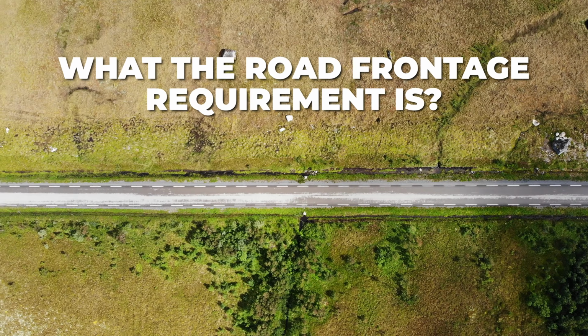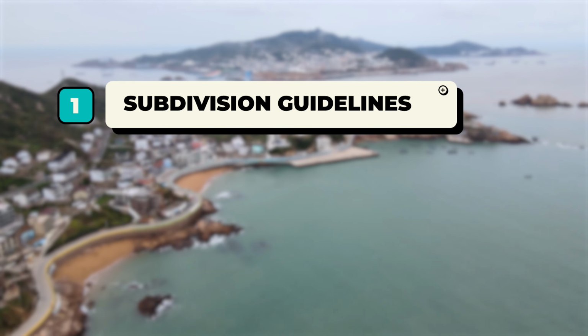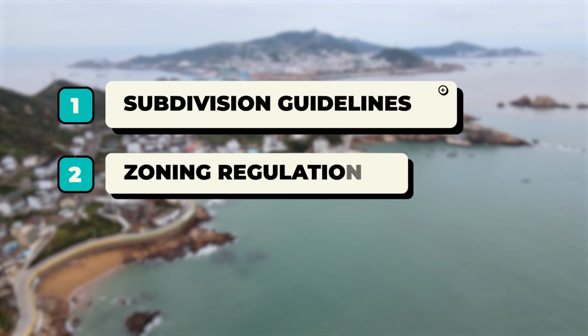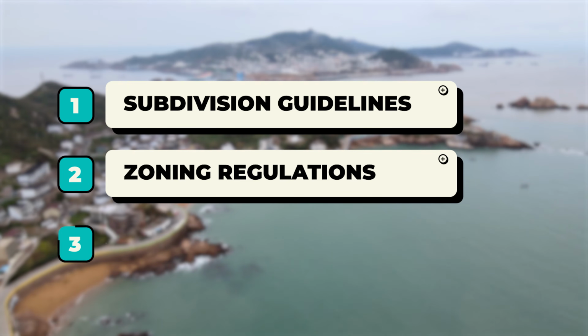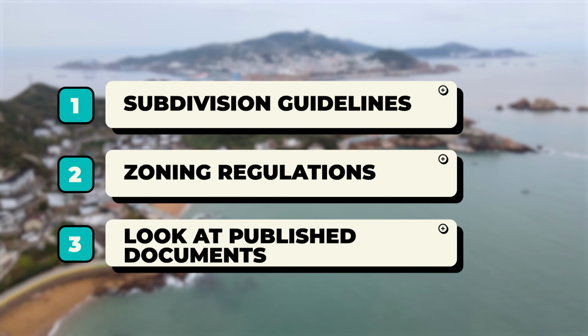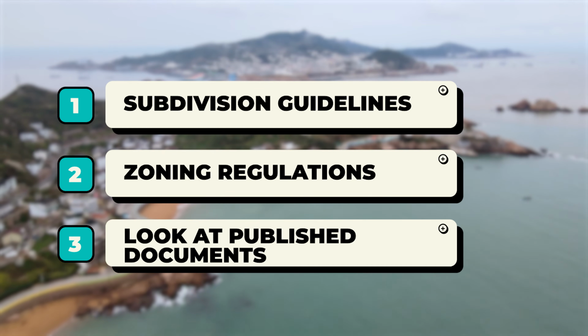And then where are you going to figure out what the road frontage requirement is? Well, as with a lot of things we're going to be talking about today, you're going to look at the county or the city or whatever municipality has approving authority for the property that you have. You're going to look at their subdivision guidelines and their zoning regulations. You're going to look at the published documents that they have put out there to tell the world, in this county, this is what it requires.